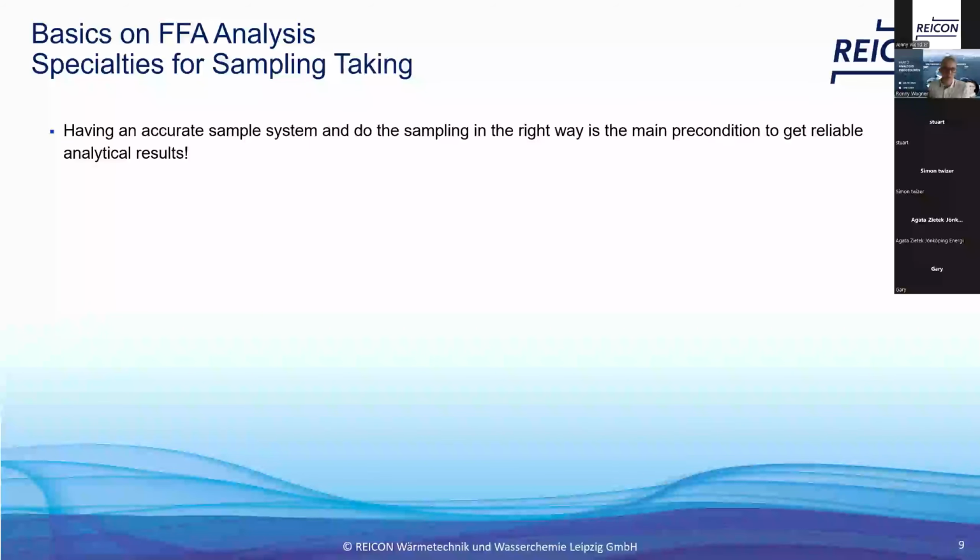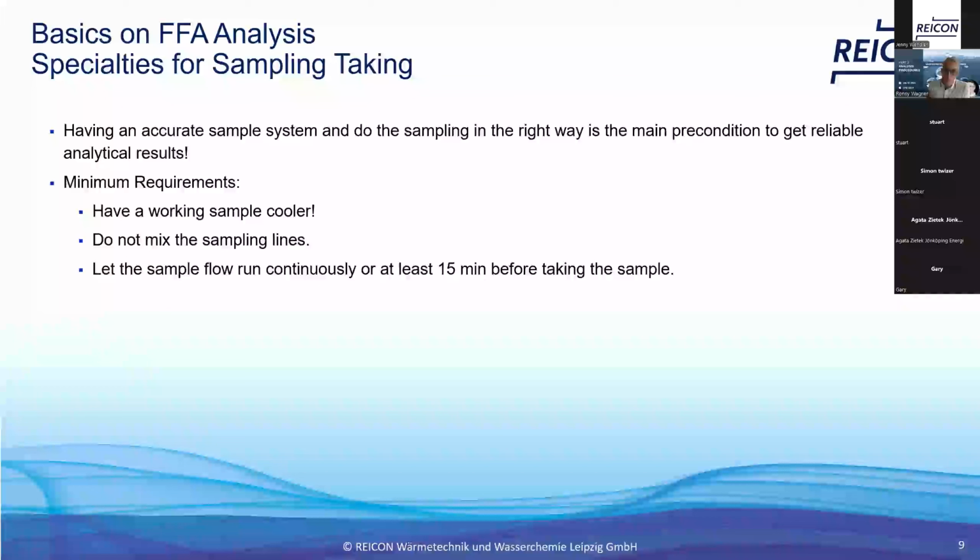So make sure your sample system is correct, which requires a working sample cooler. The sample should be 20 to 25 degrees Celsius. It's also good to have different sample coolers for different streams, and not mix the lines in between, because this can cause wrong detection. If you are not looking at the right line for the right sample, you get a misinterpretation of the results.